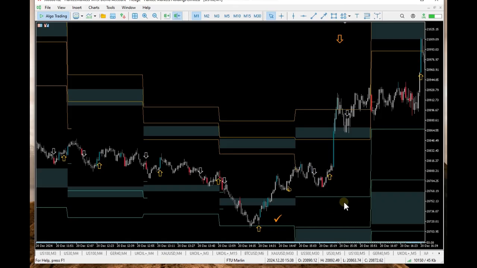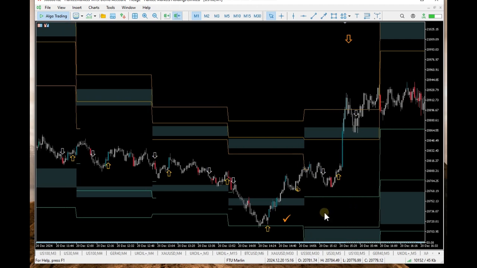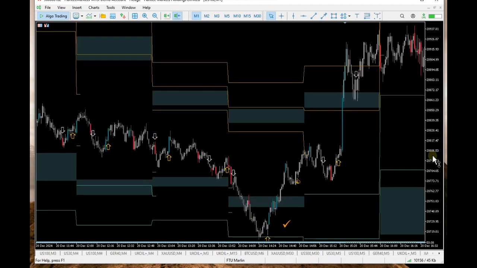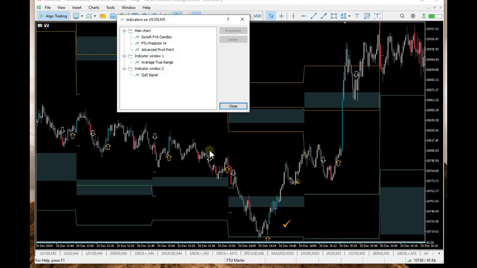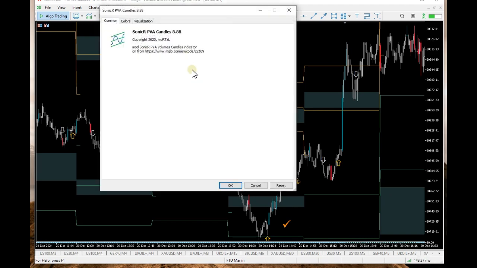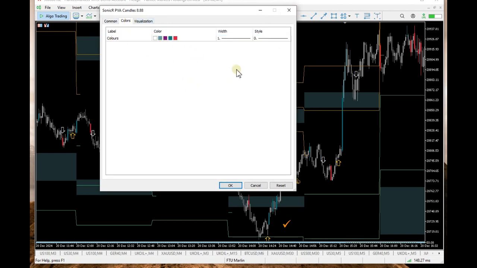Okay, so Nasdaq 1 minute. Now we're looking at buying at full length lines, bottom point, and selling at the upper ones. The color indicator is freely available. It is Sonic PVA candles. I'm sure you could find it online, and I've left it as standard, or I've just changed the colors a bit.